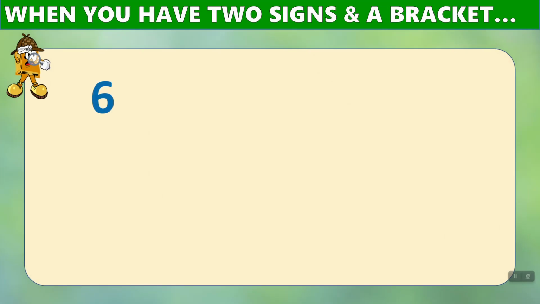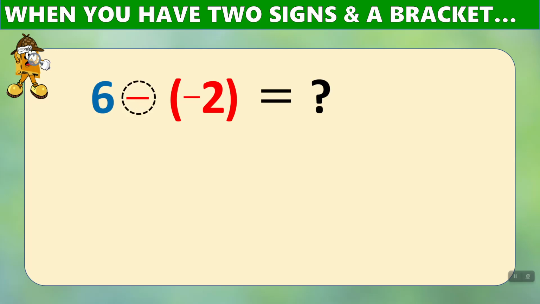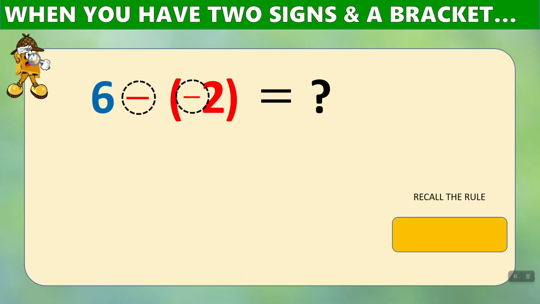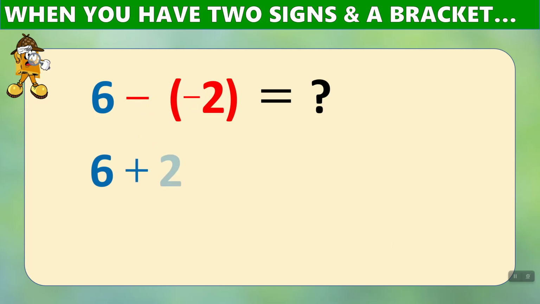Let's look at another one. 6 minus a negative 2 in brackets equals what? Again, we see that we have two negative signs, and there is a bracket. We know that means multiply. And so when we rewrite it, and we recall the rule, minus times minus is plus. And so when we rewrite it, 6 plus now 2, 6 plus 2 is 8.